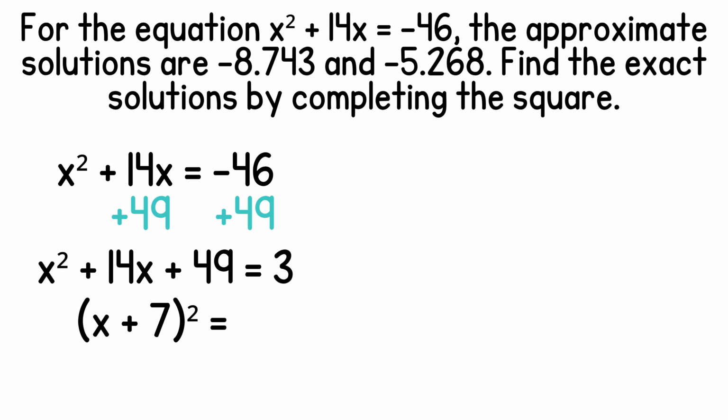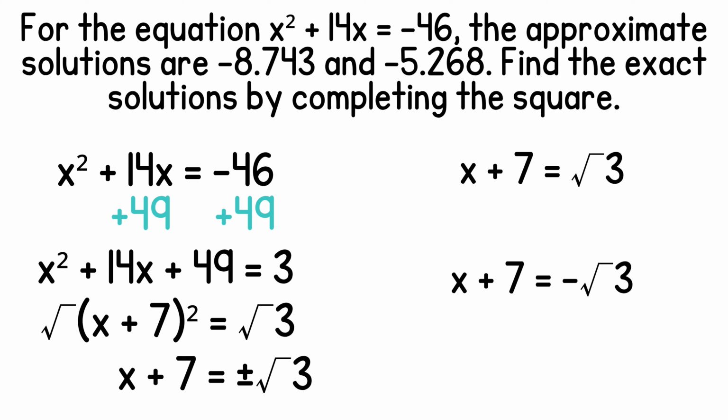We can simplify this to the perfect square of (x plus 7) squared equals 3. And now we can begin solving by taking the square root of each side. So we get x plus 7 is equal to positive and negative radical 3. We'll set up our two equations, one equal to positive radical 3 and one equal to negative radical 3. We'll solve by subtracting 7 on each side. So we get that x is equal to radical 3 minus 7. And then we'll subtract 7 on the other equation, and this gives us the negative radical 3 minus 7.